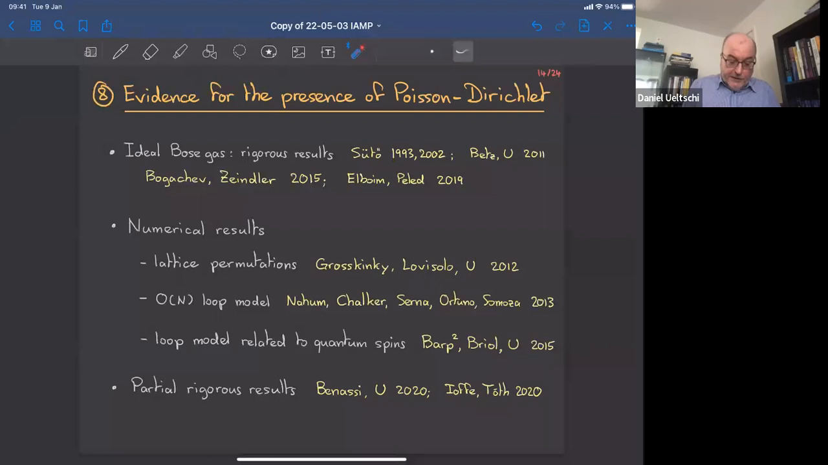And there are some partial rigorous results, but it's only partial. So with Costanza Benassi, my former grad student, we got something for another loop model related to classical spin systems. There's been also an interesting study by Dimitrov and Bálint Tóth checking the split merge process, the heuristics, but it's also a partial result in the right direction. So the conjecture is mainly open, I have to say.